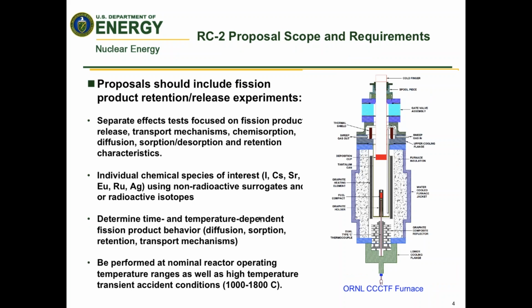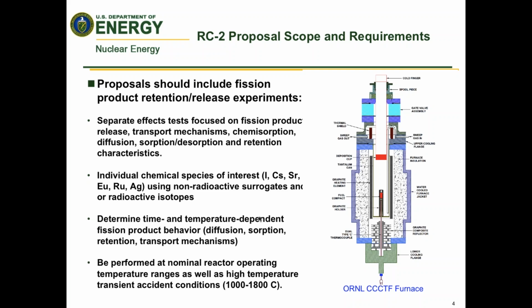Proposals should include fission product retention and release experiments. Now, we want to have separate effect tests focused on fission product release, transport mechanisms, chemosorption, and desorption and retention. We are interested in iodine, cesium, strontium, europium, ruthenium, and silver, and you can use non-radioactive surrogates at the university. We do not want to have any radiological problems at the universities.